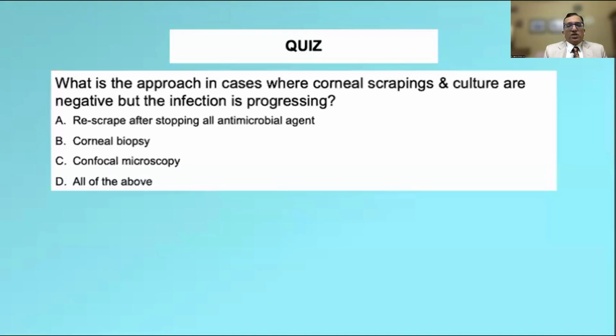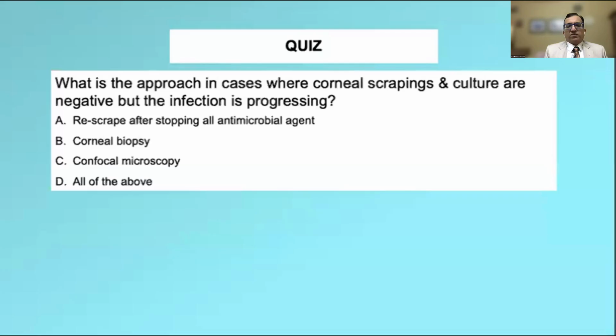So let us come to a quiz again. What is the approach in cases where corneal scrapings and culture are negative, but the infection is still progressing? Would you re-scrape the patient after stopping all the antimicrobial agents, corneal biopsy, confocal microscopy, or all of the above?